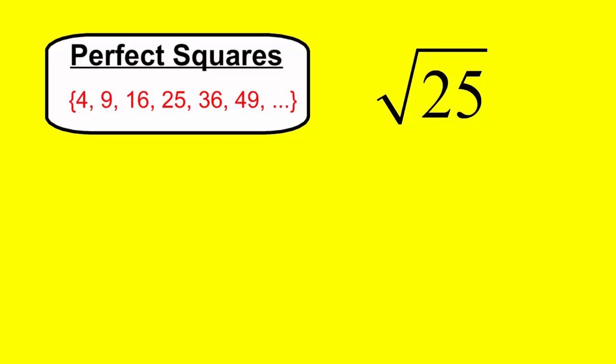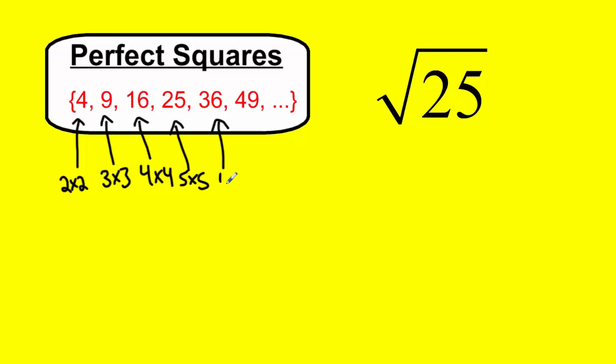And perfect squares are basically numbers that we obtain by doing such. For instance, to get the number 4, I multiplied 2 times 2. To get the number 9, I multiplied 3 times 3. To get 16 was 4 times 4. 25 was 5 times 5. 36 was 6 times 6. And 49 was 7 times 7.